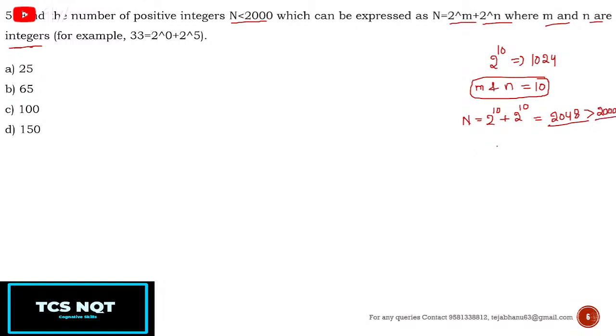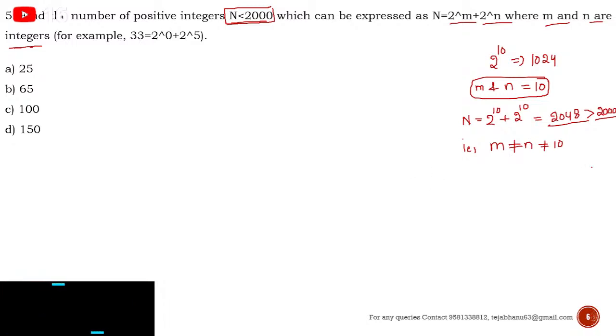But the condition says that n should be less than 2000. That means m and n are not both equal to 10 at a time. I hope it's clear. This is the basic idea which we'll get from this.